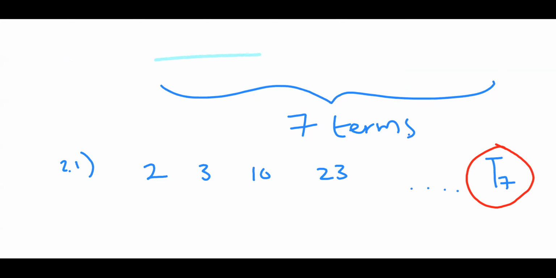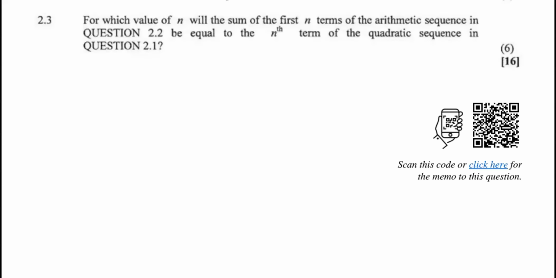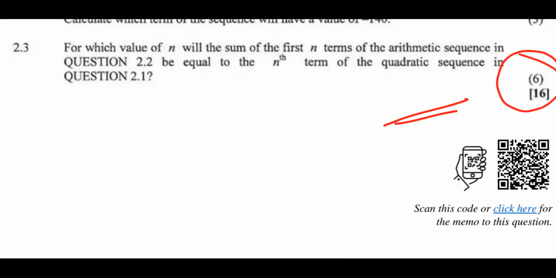They always phrase the question so weird. Actually, it wasn't weird, but it's just weird for us because we're trying to understand what they are actually asking here. For which values of n will the sum of the first n terms of an arithmetic sequence in 2.2 be equal to the nth term of the quadratic sequence in 2.1? That does sound very confusing. But once you understand what they're asking you, it's actually easy to get those 6 marks over there.